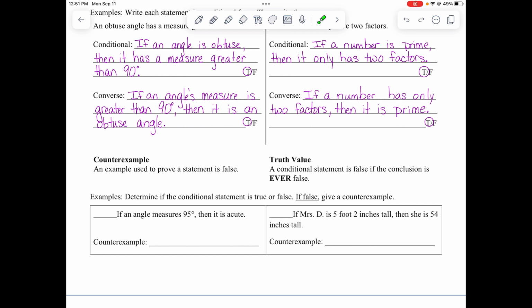Okay, so a counterexample is an example that's used to prove that a statement is false. Notice it's an example, not an explanation. So you have to be really careful on these. And I gave us some harder examples on here so that we could talk through them just a little bit. The truth value is going to be whether or not that statement is true or false. So these up here are truth values that we've been finding.